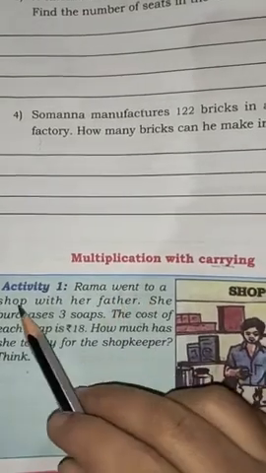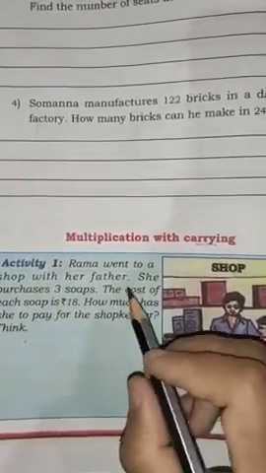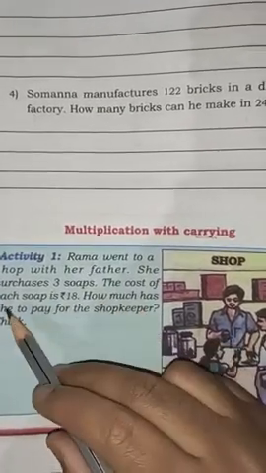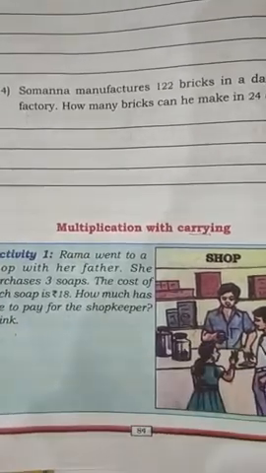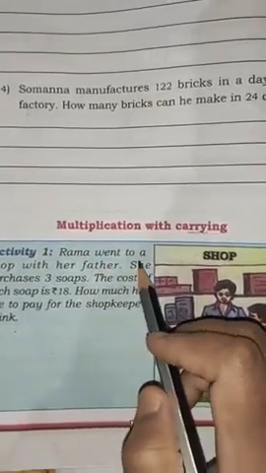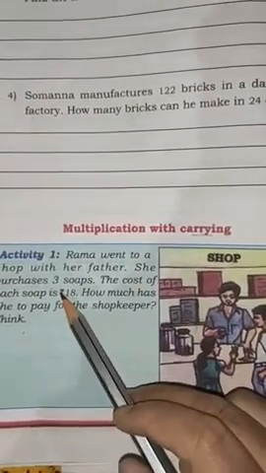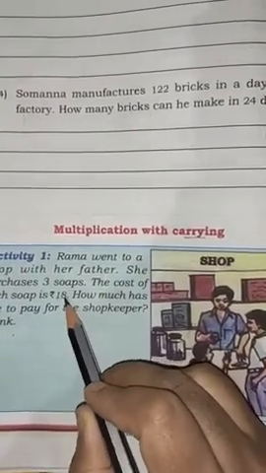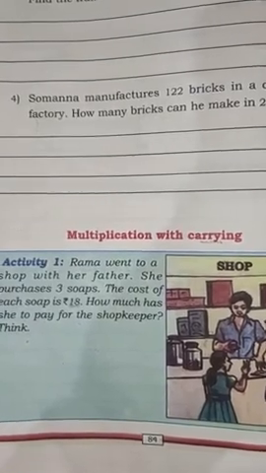Rama went to a shop with her father. She purchases 3 soaps. The cost of each soap is rupees 18. How much has she to pay for the shopkeeper? Yes, Rama went to a shop with her father and she purchased 3 soaps and the cost of each soap is rupees 18. Now we have to calculate how much she has to pay for the shopkeeper.